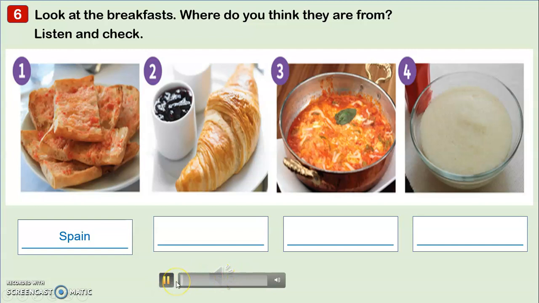Pupil's book, unit 2, page 25. 6. Look at the breakfasts. Where do you think they are from? Listen and check.